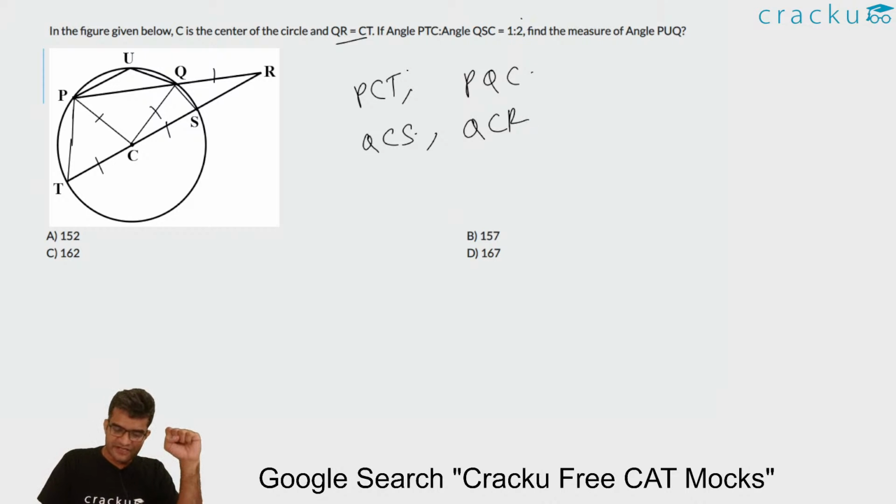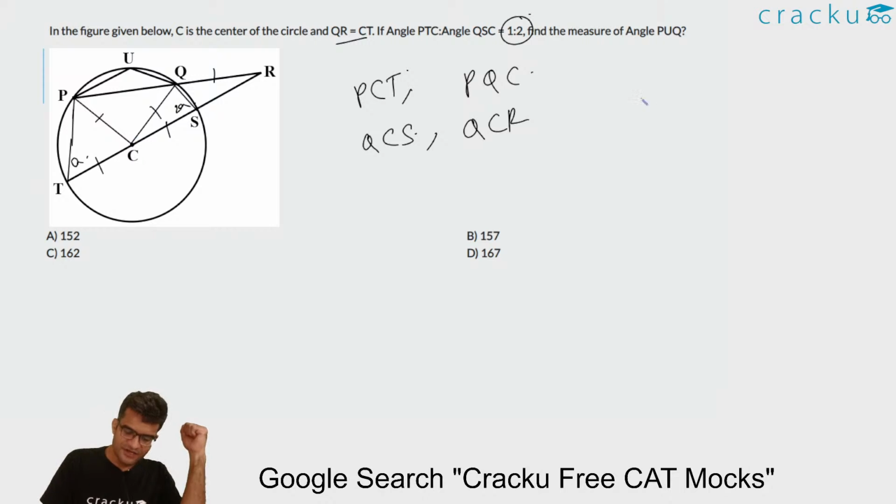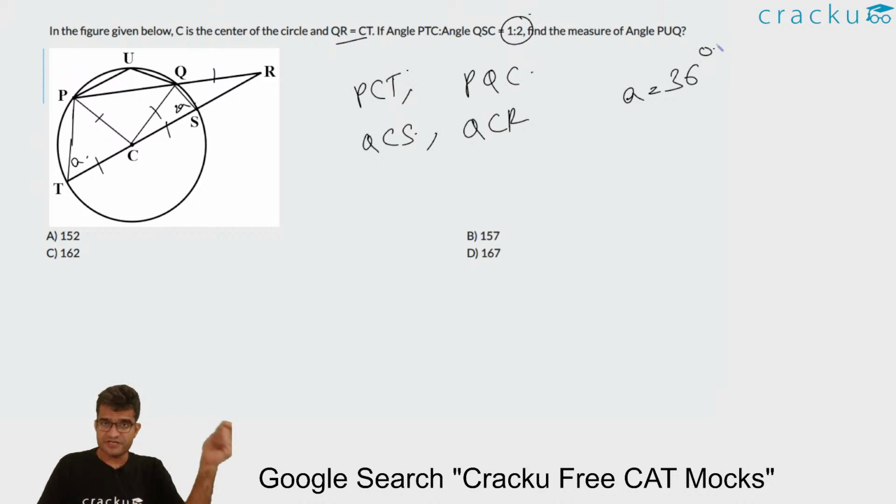Using this and the fact that the ratio of these angles is 1:2, we assume that this is A and this will be 2A. Figuring out the value of A using these isosceles triangles, we figured out that the value of A is equal to 36 degrees. Once we figured that out, we were able to figure out that this is equal to 6A minus 180 degrees.